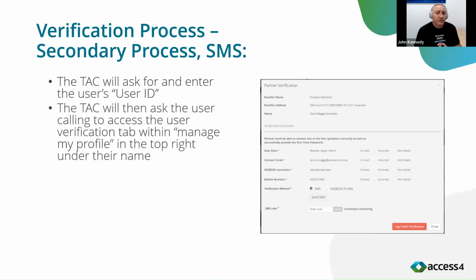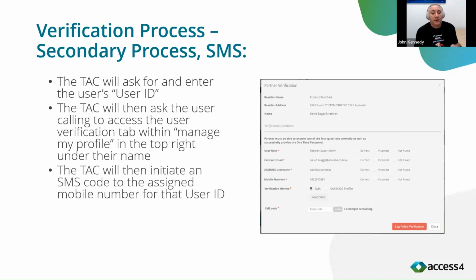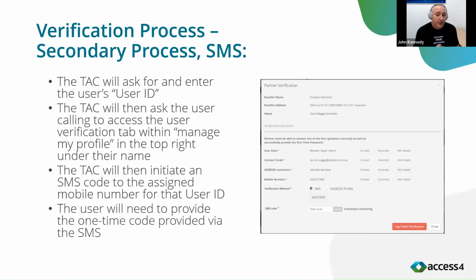So TAC will ask you for your user ID, then they'll go to the user verification tab, they'll manage your profile, then they'll initiate the SMS. You'll get an SMS on your phone, and then they'll put the SMS code in here and verify the SMS code against what you've given them. And if that says verified, then you'll be allowed to continue talking to the TAC, and away you go.